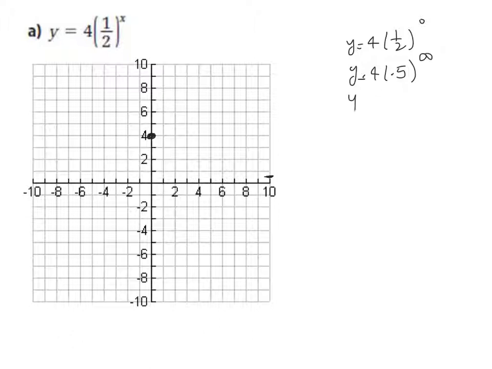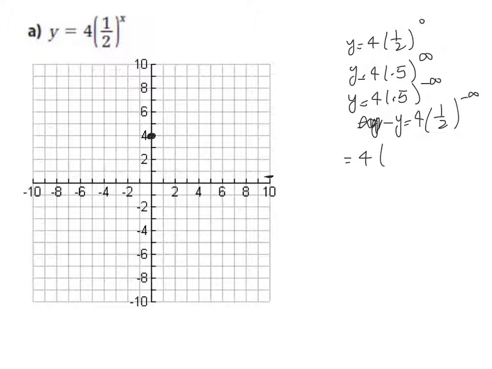And when x goes to negative infinity, we get 4 times 0.5 exponent negative infinity. But 0.5 is 1 over 2, so I can write it like this: y is 4 times 1 over 2 exponent negative infinity. Since we have negative infinity, I'm going to flip it and change the sign, so it becomes 4 times 2 over 1 exponent plus infinity. 2 over 1 is the same as 2. 2 exponent plus infinity is going to give you infinity, times 4 is still infinity. So this means when x goes to negative infinity, which is here, y goes to plus infinity, which is somewhere around here. So the graph looks like this.